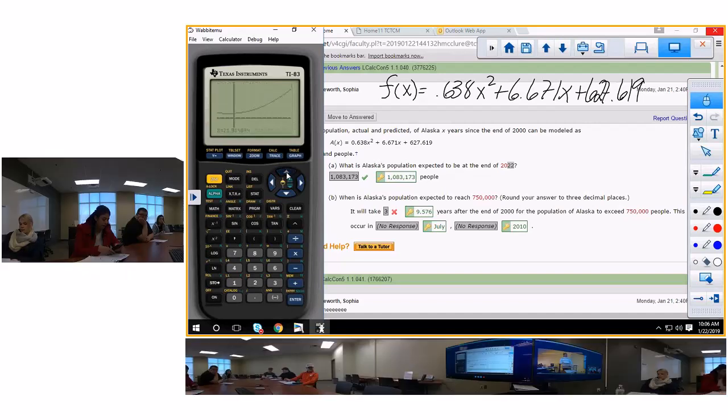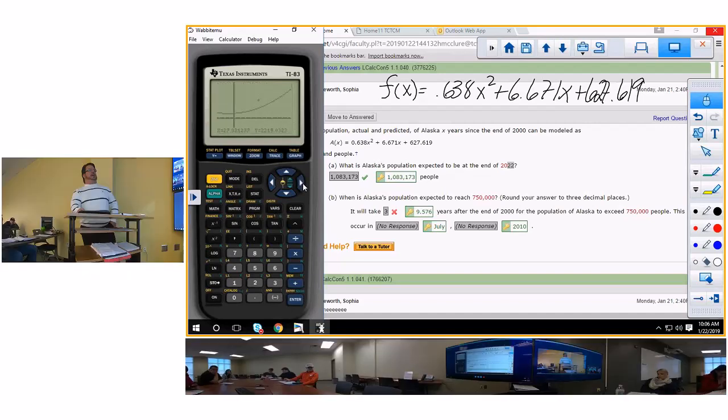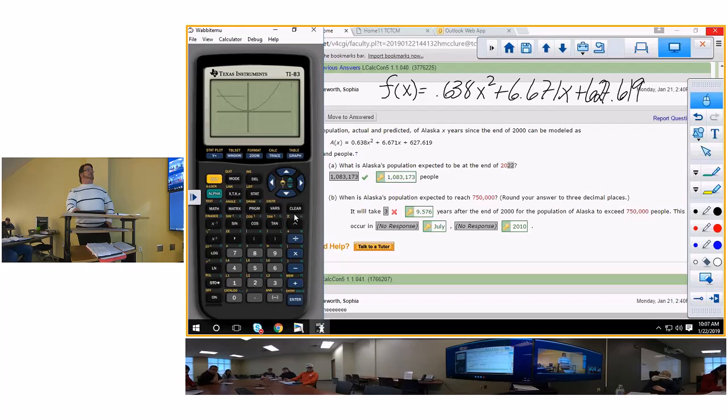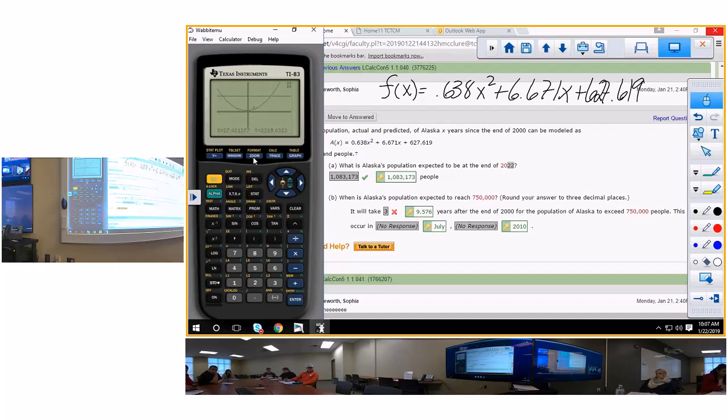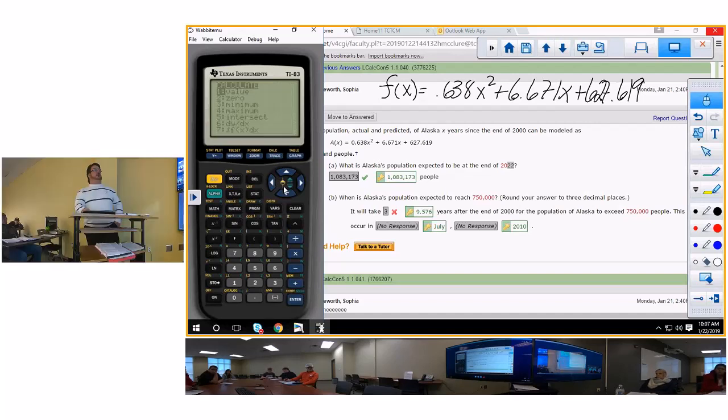And you can go to the window and type in 8,000 or whatever. You can do that. There's several different ways to do it. So there we go. And now we find the intersection point. How do you find the intersection point? Well, you hit second, trace, and you go down and hit intersect.